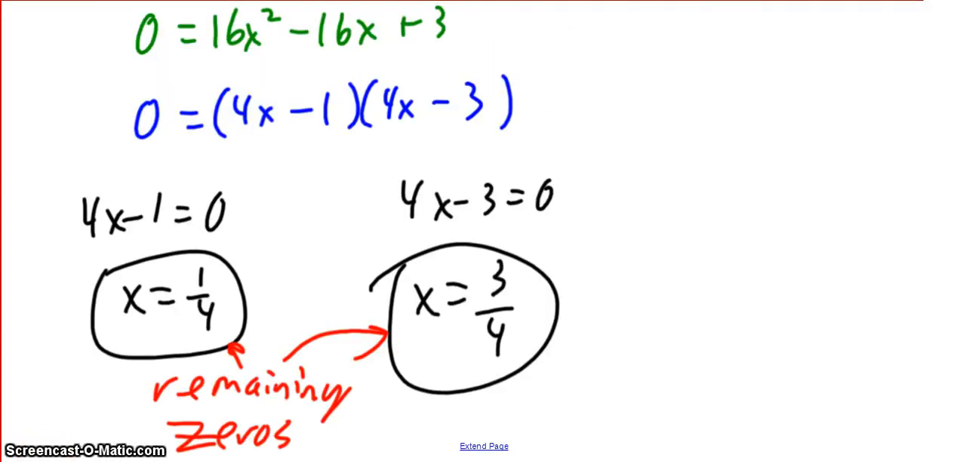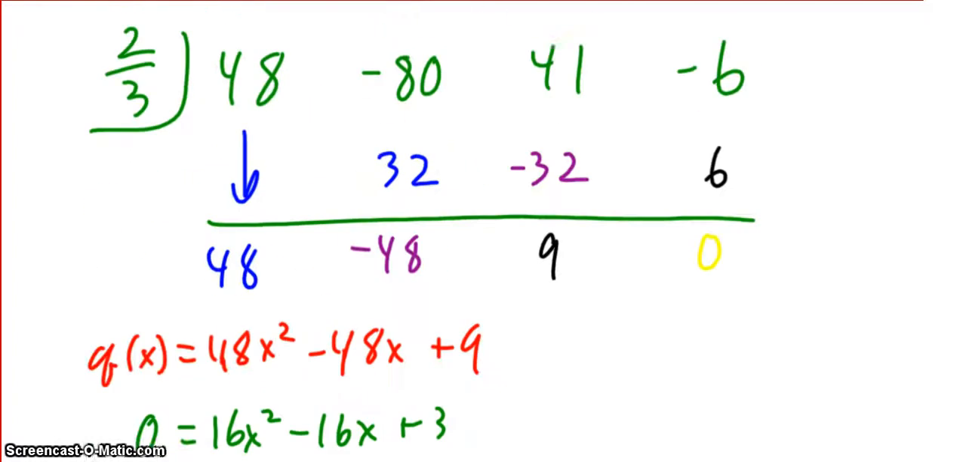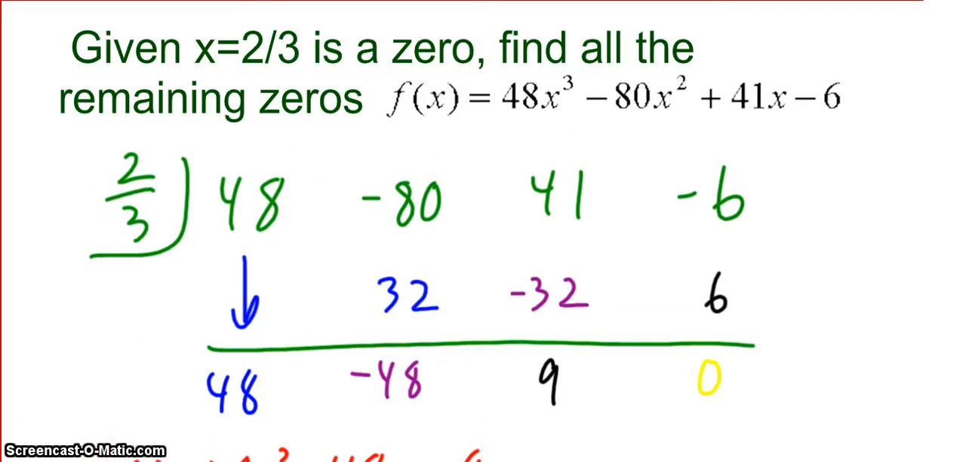Alright, so we should get x equals 1/4 and x equals 3/4 are the remaining zeros. Again, answer the question. What was the question asking us? The question was saying, what are the remaining zeros? We already know 2/3 is a 0. So since it asked for the remaining zeros, we do not need to list 2/3 again. Had it been like the problem we did last night, or the previous night, where it's saying list all of the zeros, even if it's giving you one to start with.